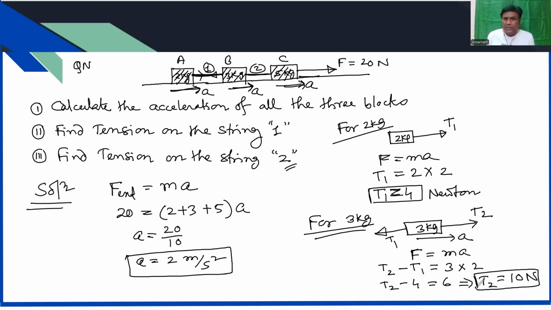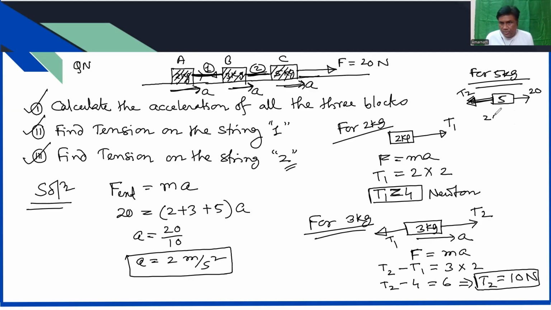So if you calculate the free body diagram of 5 kg also, you are going to get the same answer. You can check, but it is not required, because we have already calculated all the answers. This is already calculated, this is calculated, this is calculated. But still, if you want to check it, you can calculate. This is 5. So rightward is what? 20. Leftward is what? T2. Because in this thread, it is T2 only, because this is the second thread.